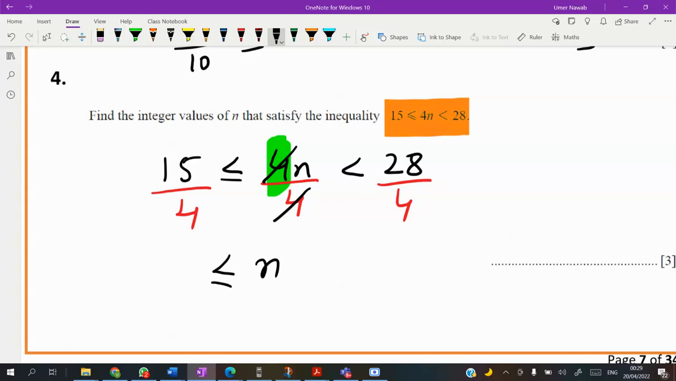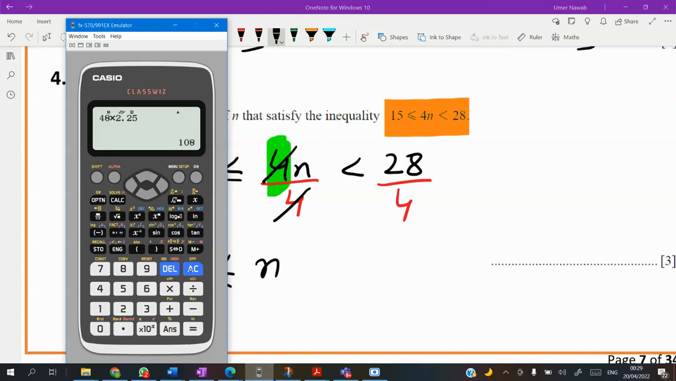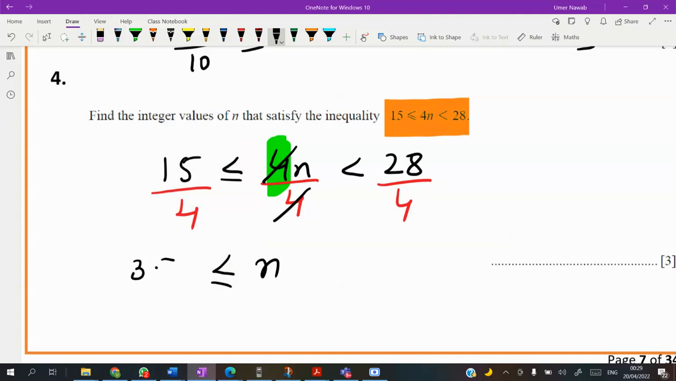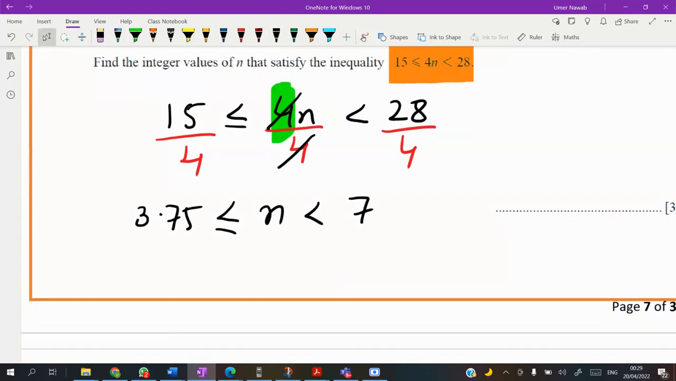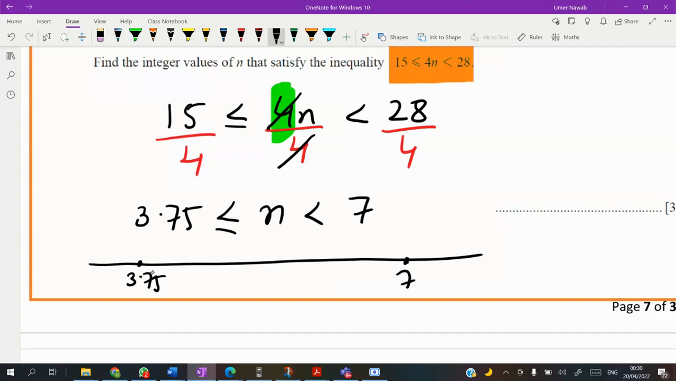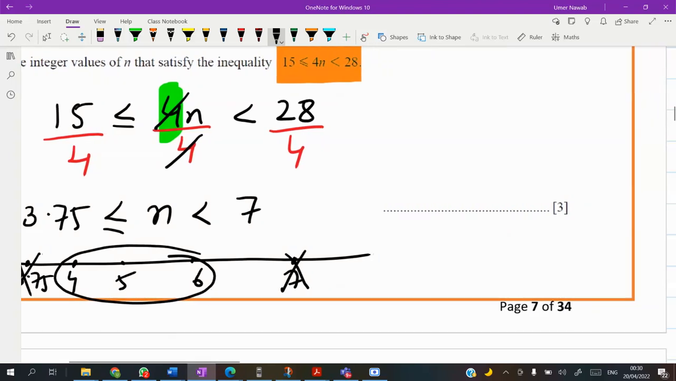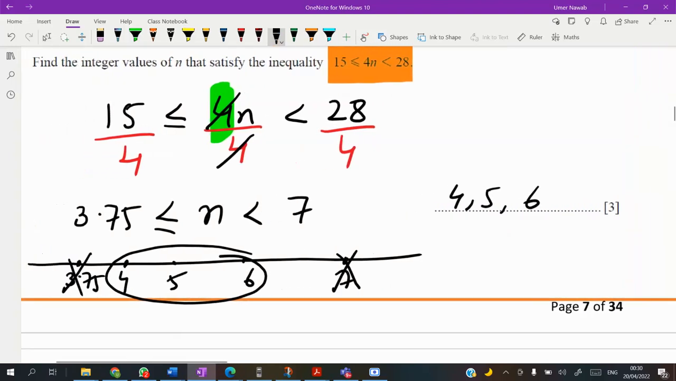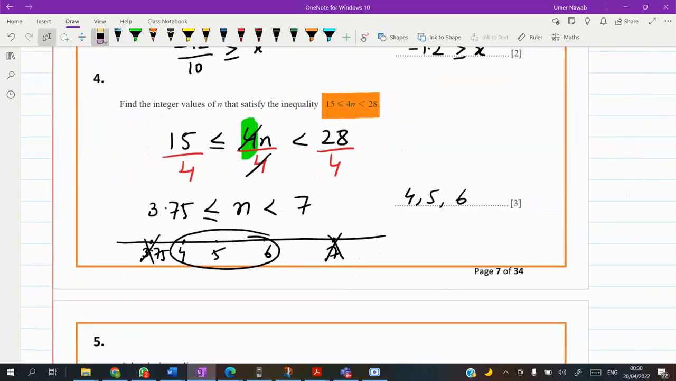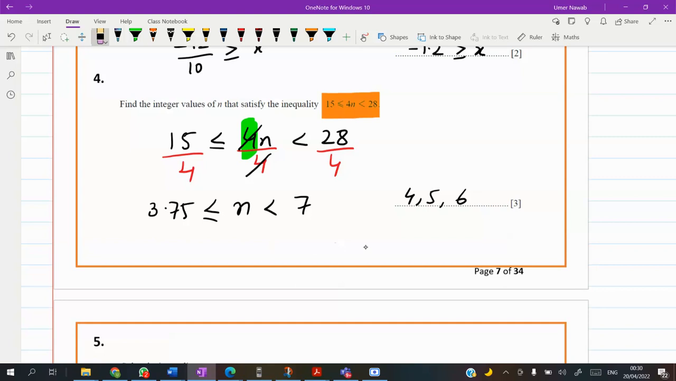So 15 divided by 4, boys, you can use a calculator although it's not needed. So this gives you 3.75, just to avoid any mistake. 28 divided by 4 is 7. Now boys, on the number line, this is 3.75 and this is 7. 3.75 is not an integer. What is the next integer? So 4, 5, 6, but 7 is not included. So what are the integers in between? 4, 5 and 6. As he said, we need to list the integers which satisfy this inequality.